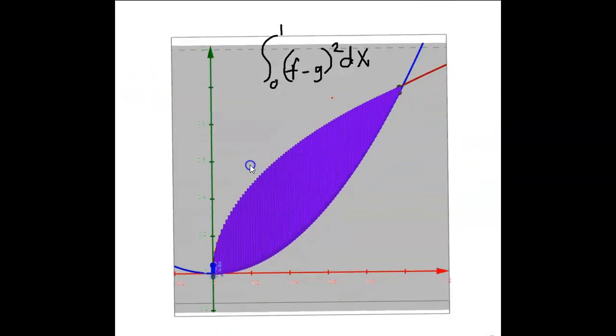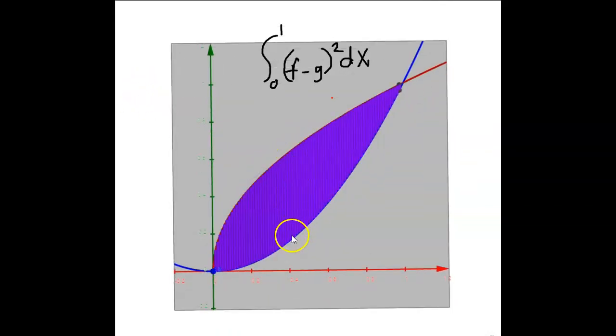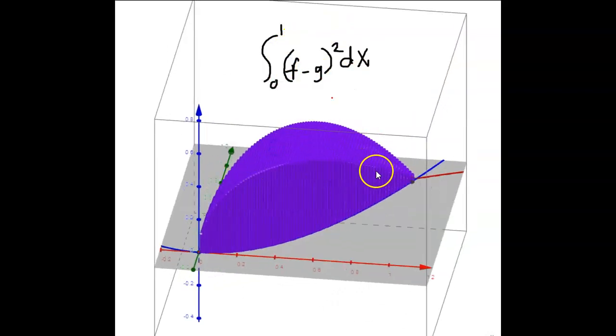So it's a three-step process. Step one, find the distance between the curves. Step two, turn that into an area formula of a shape. Step three, integrate, and you'll have a volume of a solid.